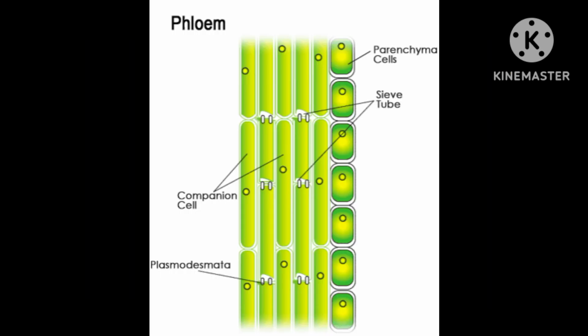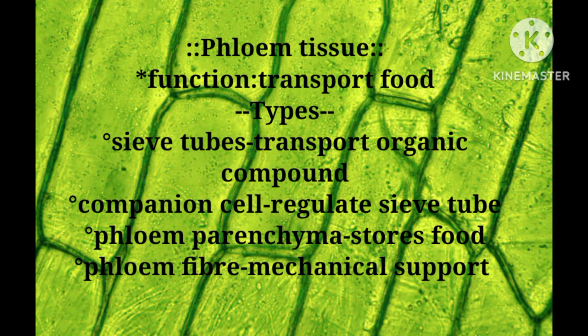As xylem consists of different parts, phloem also consists of sieve tubes, companion cells, phloem fiber and phloem parenchyma. We'll discuss one by one. As the main function of xylem is to transport water, the main function of phloem is to transport food. Phloem is of four types: sieve tubes, companion cells, phloem fiber and phloem parenchyma. The function of sieve tubes is to transport organic compounds, the companion cell's function is to regulate the sieve tube, phloem parenchyma stores food, and phloem fiber gives mechanical support to the plant.